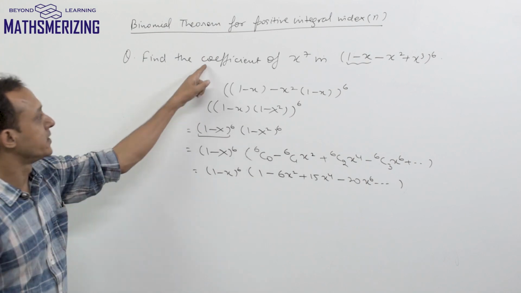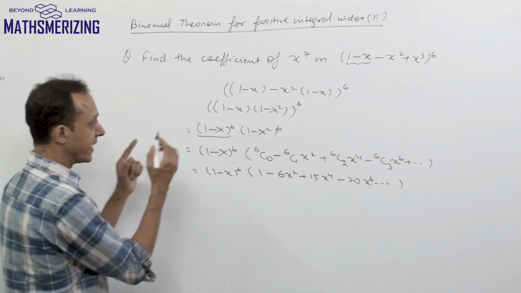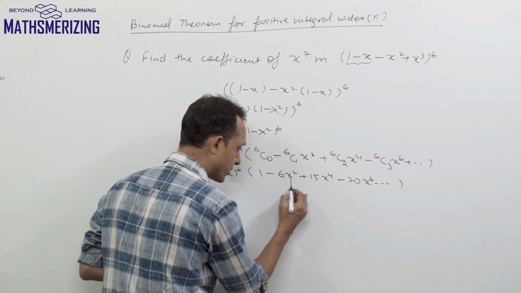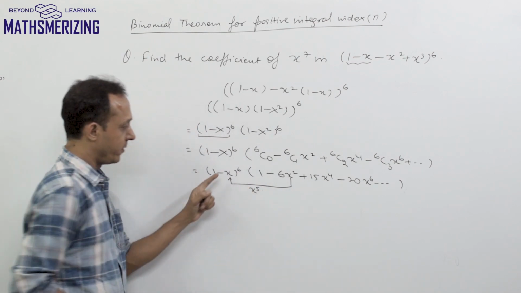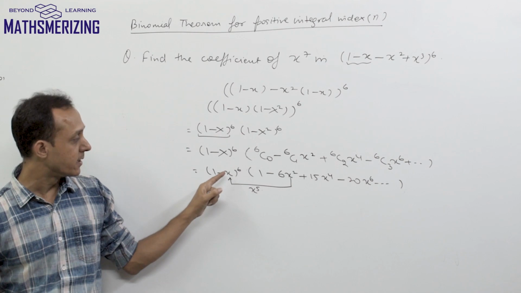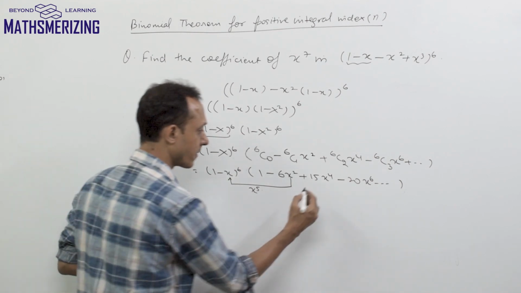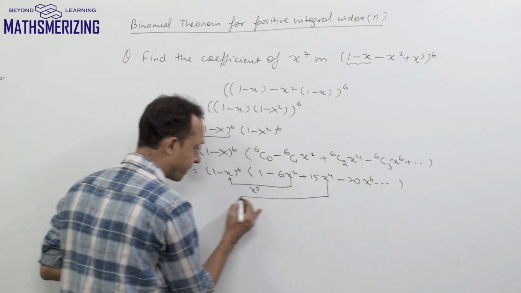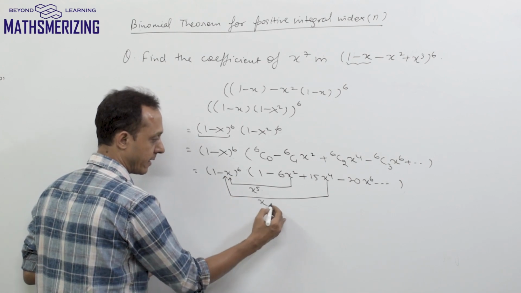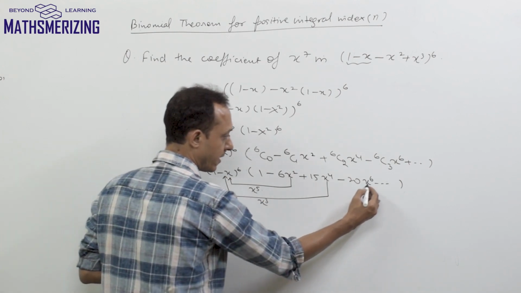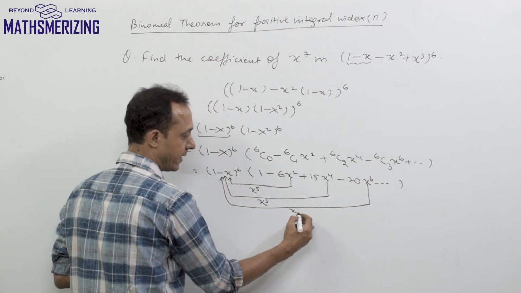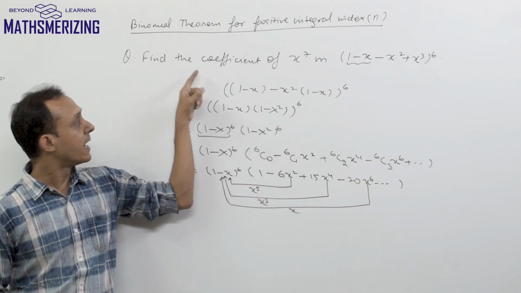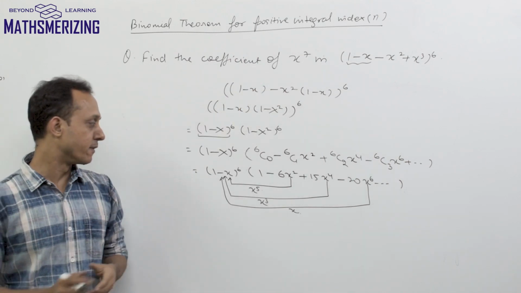Now I need to find coefficient of x to the power 7. Now I'll get x to the power 7 when this x square gets multiplied with x to the power 5. There is no x to the power 7 term in this because the highest power is 6. Now when this x to the power 4 gets multiplied with x cube, and when this x to the power 6 gets multiplied with x. So there are 3 ways with which I can get the coefficient of x to the power 7.